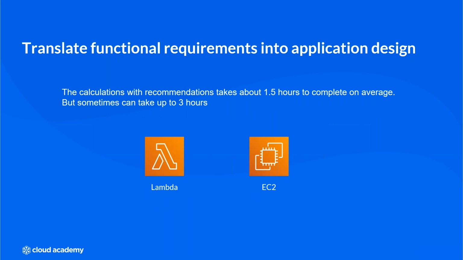The calculations with recommendations take about 1.5 hours to complete on average, but sometimes can take up to 3 hours. So what are the two different types of compute that I've talked about so far? We've got the serverless option of Lambda, and we have the server option of EC2. There's also containers out there, but we're going to pretend those don't exist for this talk. Can Lambda run for 1.5 hours? Not really, right? It has a top end of 15 minutes.